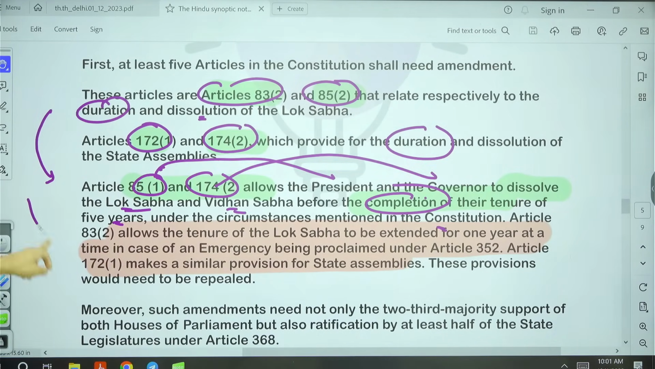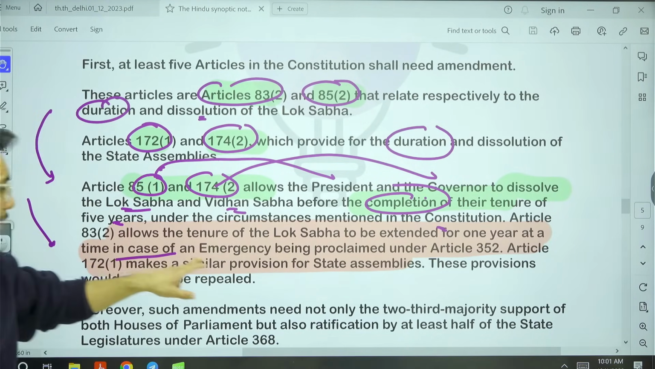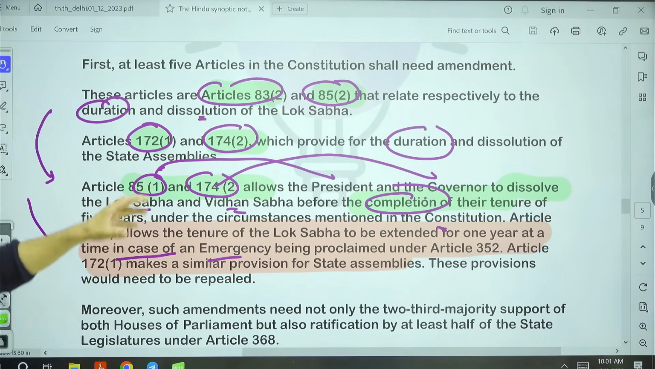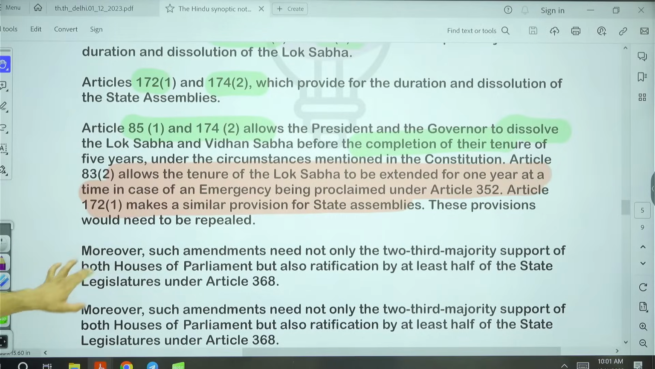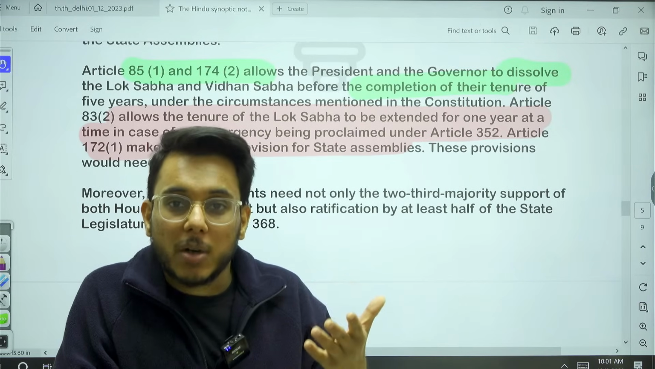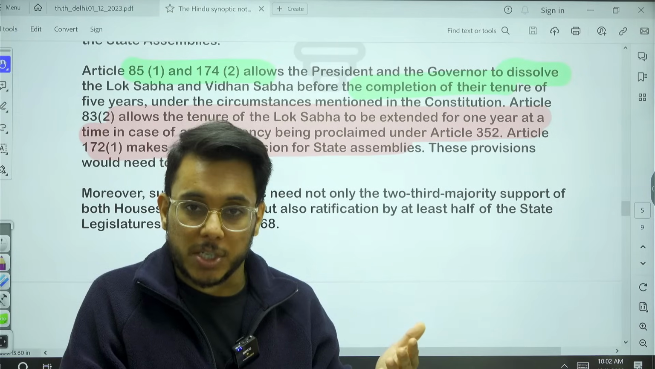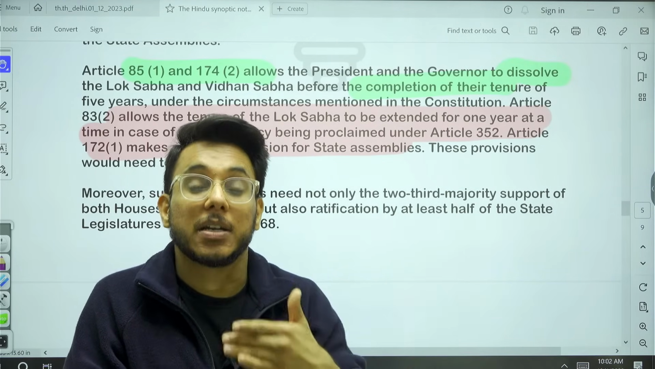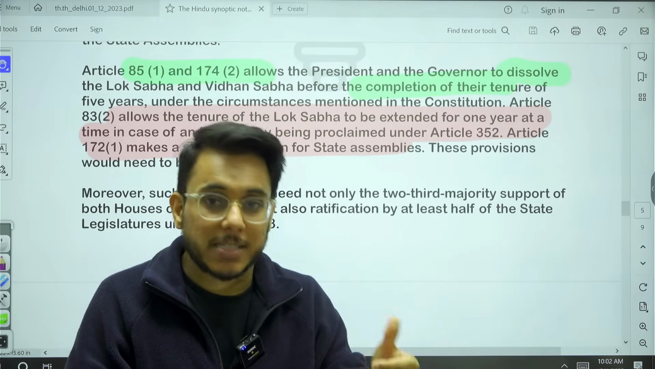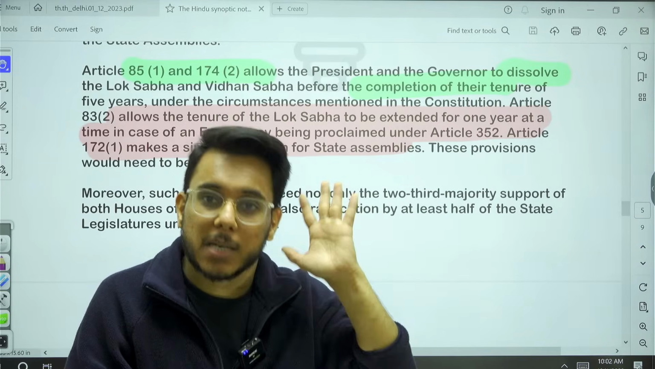Article 83 allows that the tenure of the Lok Sabha can be extended for 1 year when an emergency is imposed. Emergency is imposed under Article 352. And for states, Article 172 is there. Now, guys, the point is, why did the election cycle get disrupted? The election cycle got disrupted because of premature dissolutions, and sometimes extensions under extenuating circumstances such as emergency. And again, if this happens, it will disturb the entire cycle.